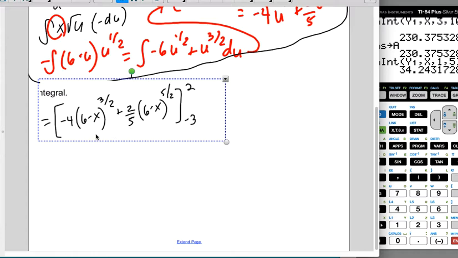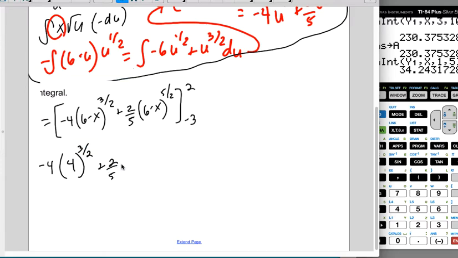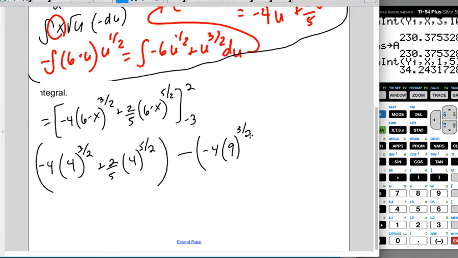All right, so when I plug in the 2, it's going to be 6 minus 2, so that'll be 4 to the 3/2, which we can clean up, plus 2/5 times 4 to the 5/2, which we can clean up, so that's the top bound. Minus, when I plug in the bottom bound, I'm going to get a -4, 9 to the 3/2, which I can also clean up, so we'll deal with that in a sec, plus 2/5, 9 to the 5/2, right?